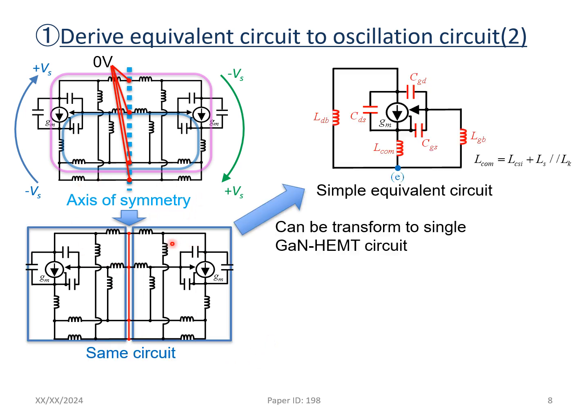So this circuit, the left side and the right side of this symmetry circuit have the same circuit. So we can consider it can be transformed to a single GaN-HEMT circuit, and we obtain the simple equivalent circuit.